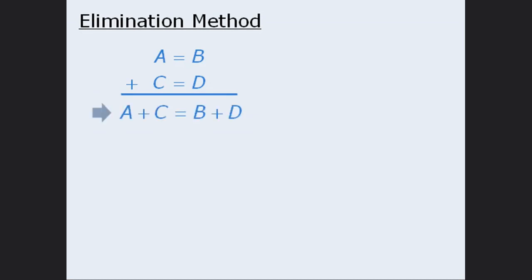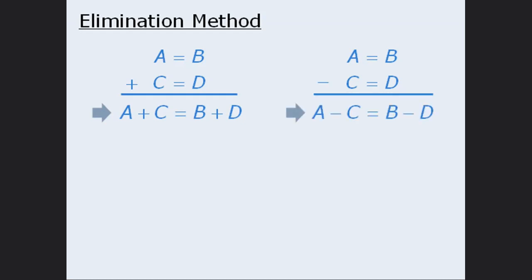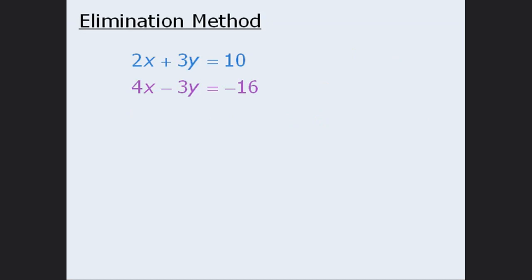Okay, now let's examine another technique called the elimination method. This technique relies on the following properties. First, if a equals b and c equals d, then if we add the left-hand side and add the right-hand side, the results will be equal. Similarly, if a equals b and c equals d, then the difference on the left-hand side will equal the difference on the right-hand side.